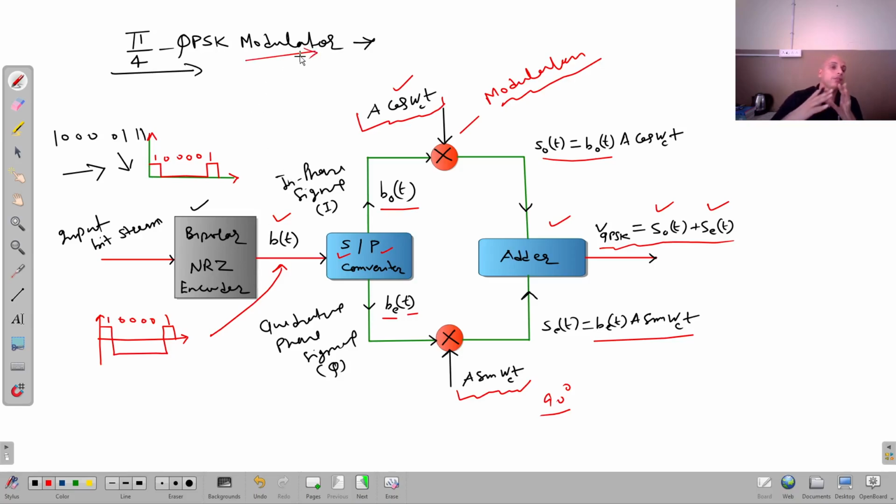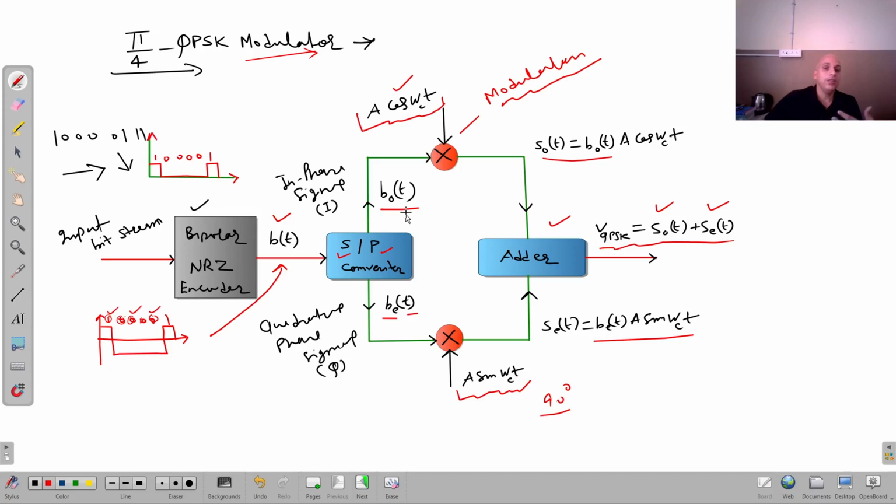What we did, we simply took the input bit stream, then converted it into a bipolar NRZ format, then separated the even bit stream signal and odd bit stream signal from that, right? You can see here, this is the even bit stream signal and this is the odd bit stream signal, separated by this series to parallel converter.